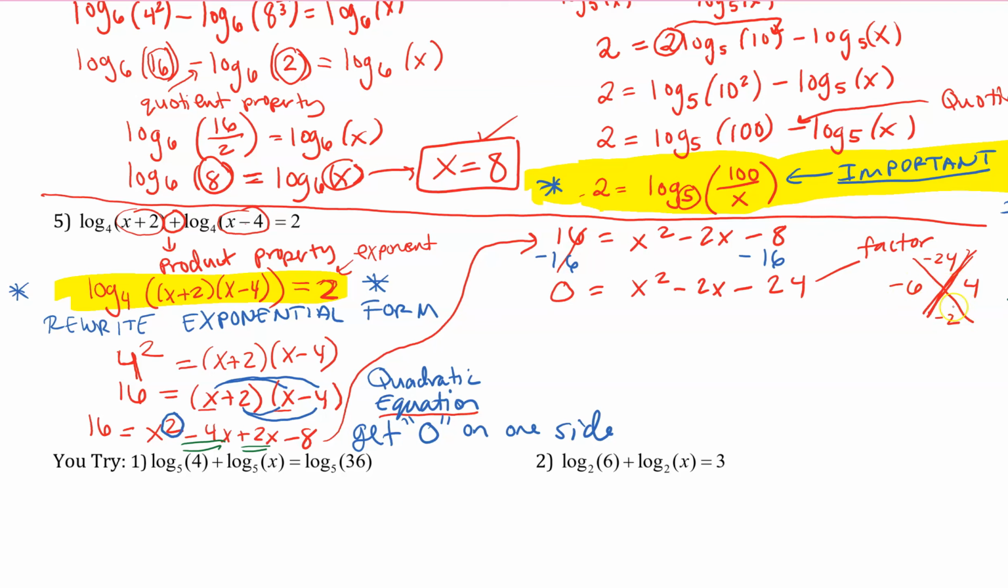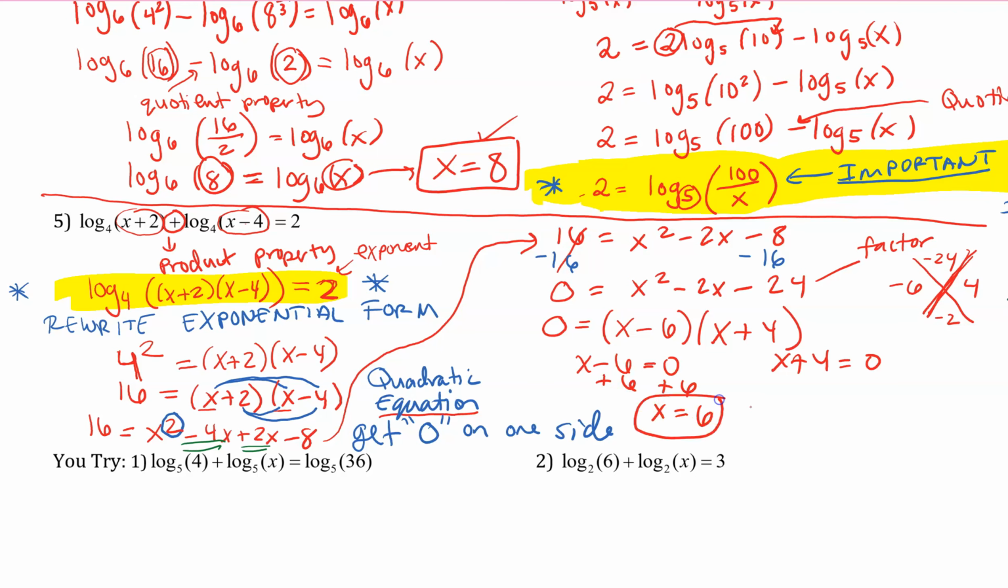If I add them together, I get -2. If I multiply, I get -24. So those are my two factors, x minus 6, x plus 4. And then you set each of those factors equal to 0 to get your two different solutions. This one would give me a solution of +6. This one would give me a solution of -4.